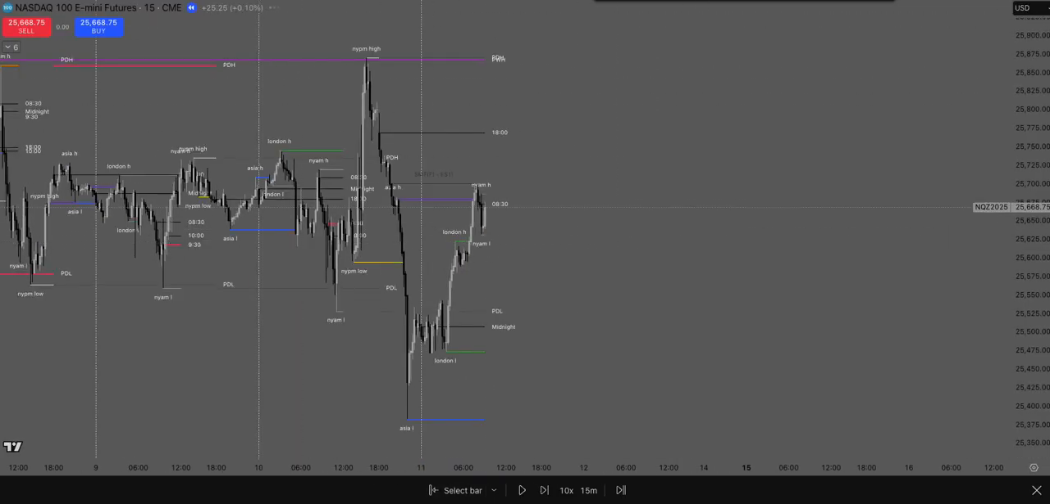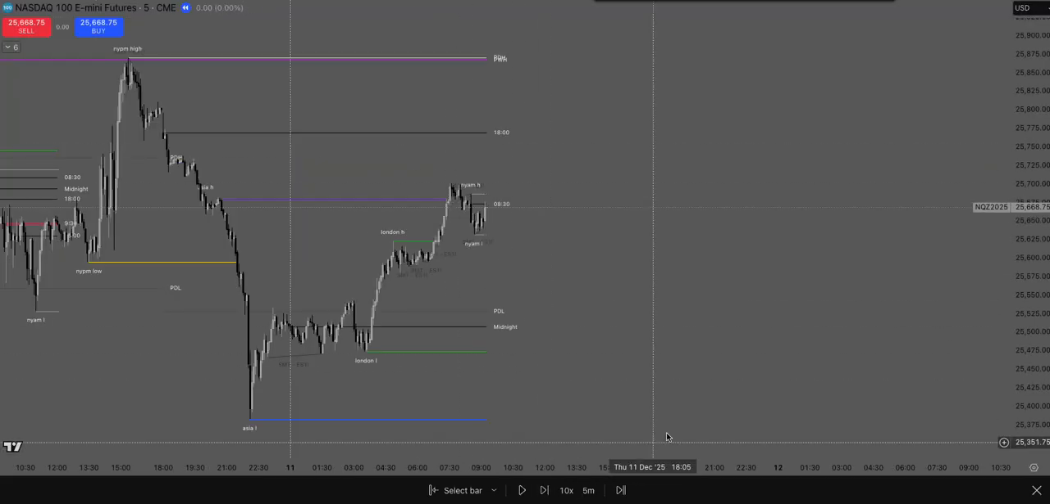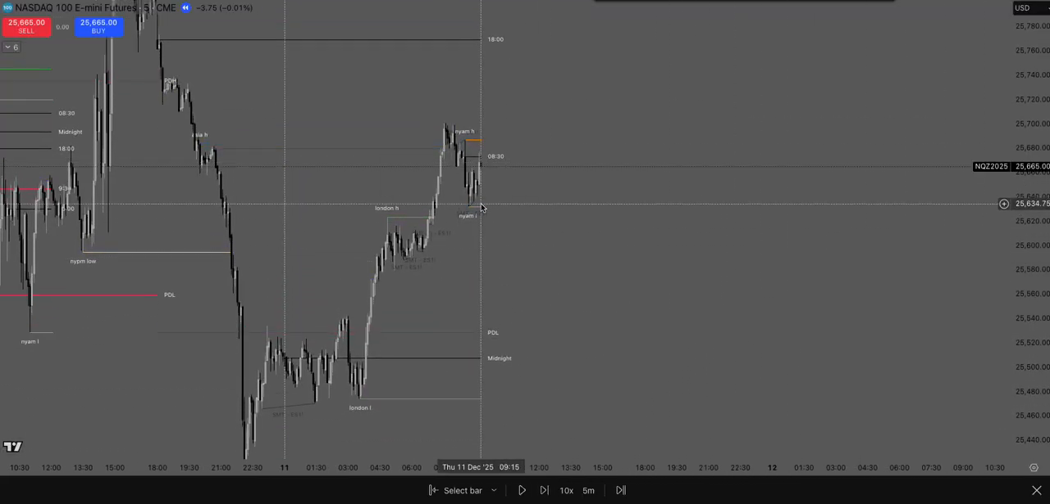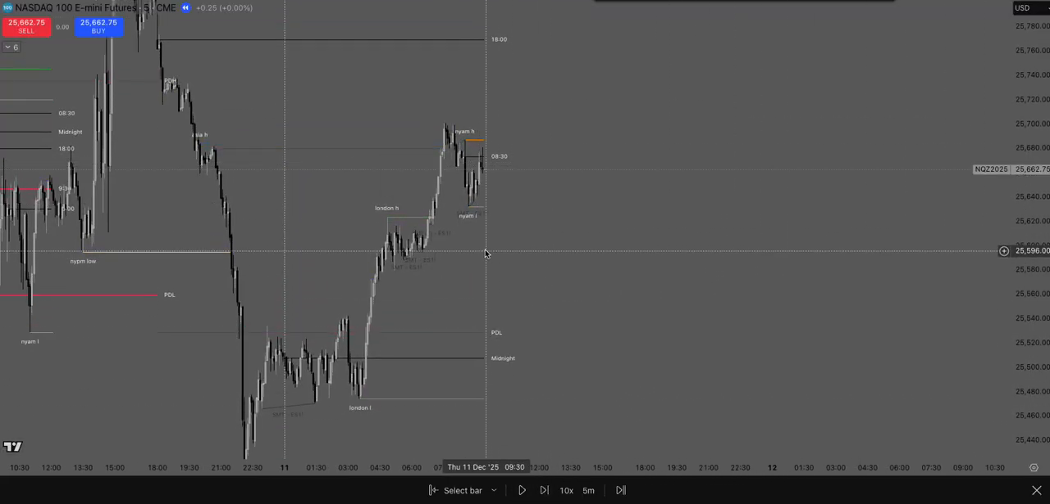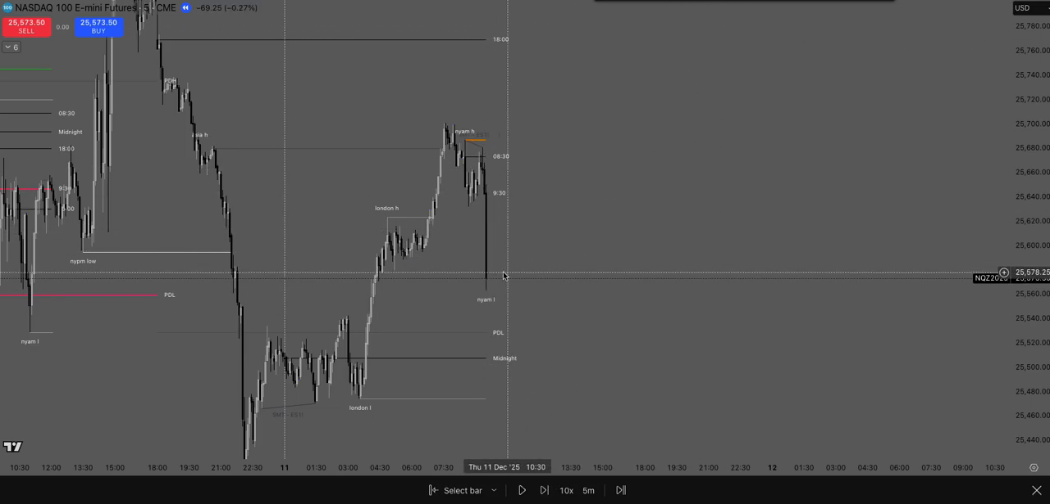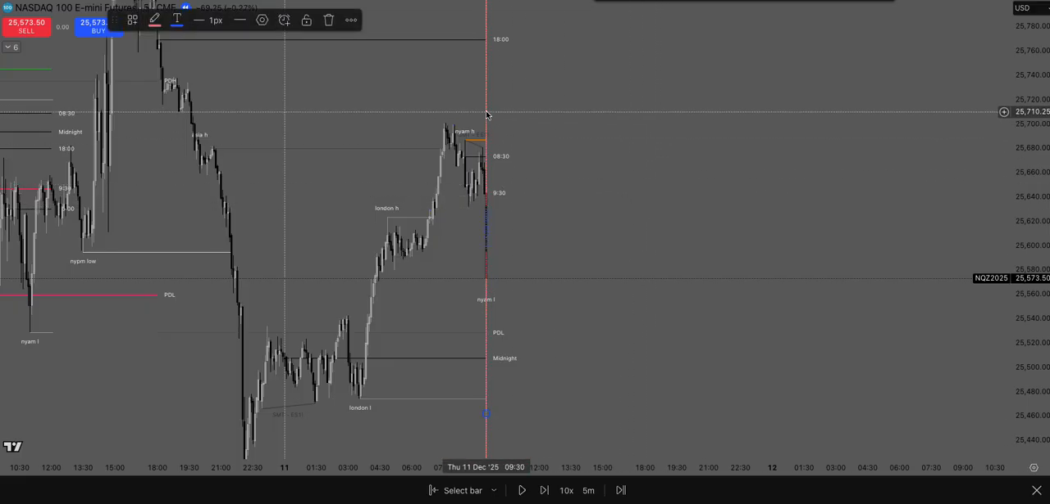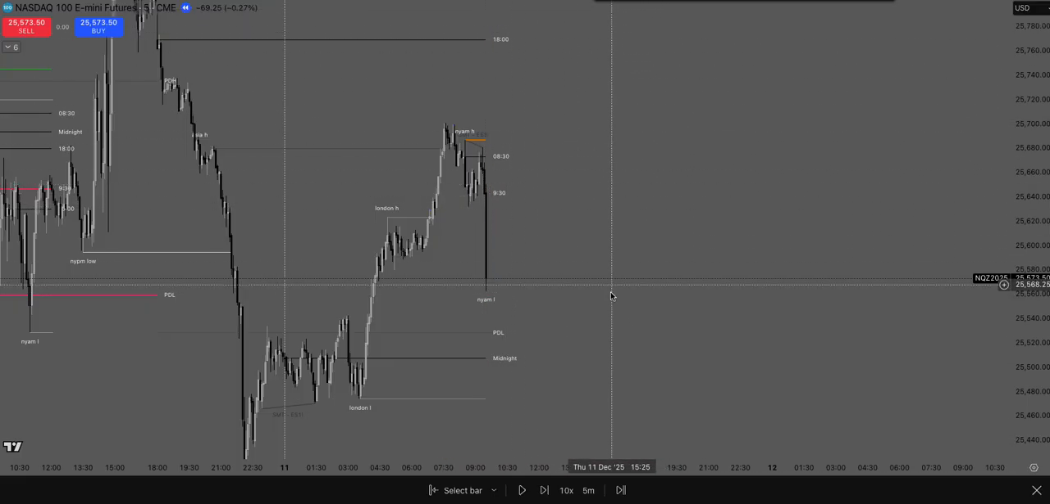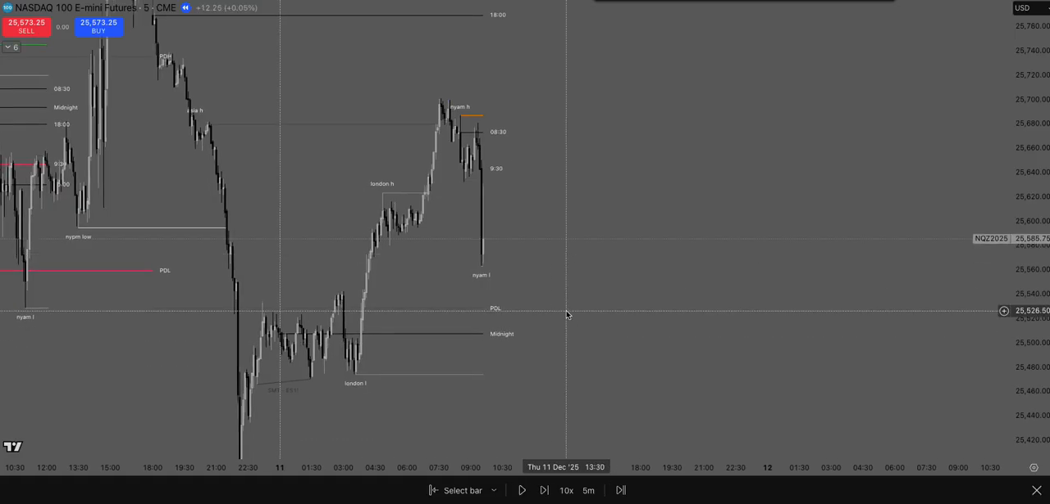I'm literally just going to go to 9:30. This is 9:15. I'm going to start on the 5-minute time frame. This is 9:30 right here. From this point forward, I'm waiting for a gap to form. This is the 9:30 candle right here, so I'm waiting for a gap to form after this point.